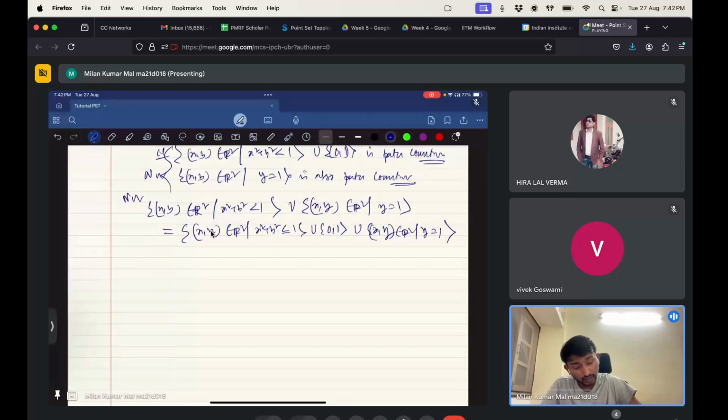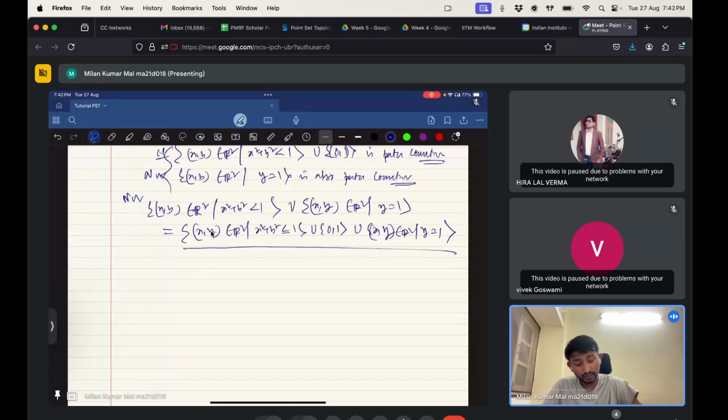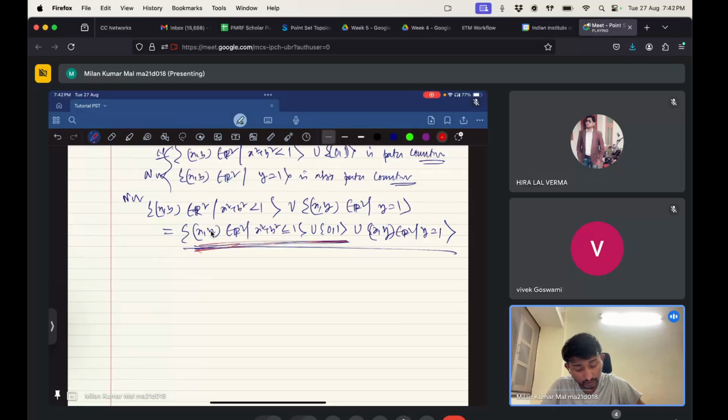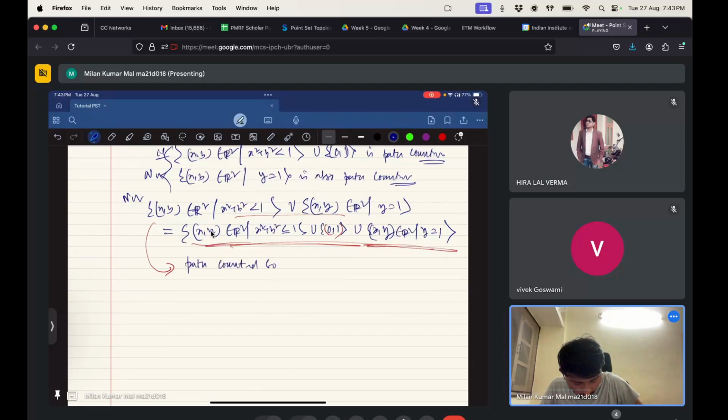Basically, I want to say that this set is path connected and this set is path connected. So their union will be path connected because there is a common point. What is that common point? That is (0, 1). This is the common point of this set and this set. So having a common point, the union will be path connected. And as this is path connected, this is path connected. So connected. So B is true.